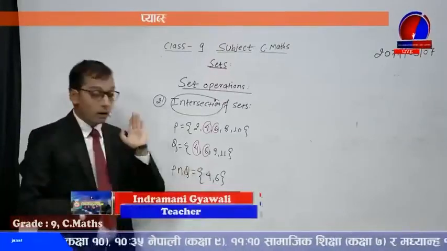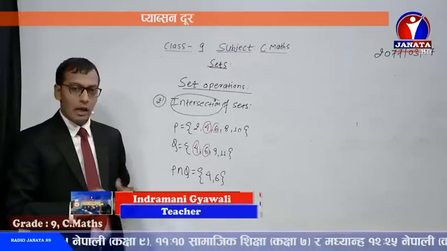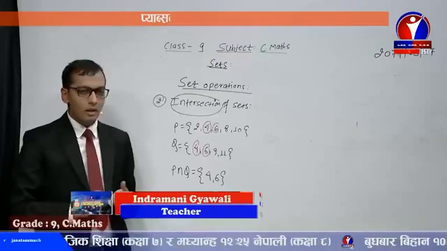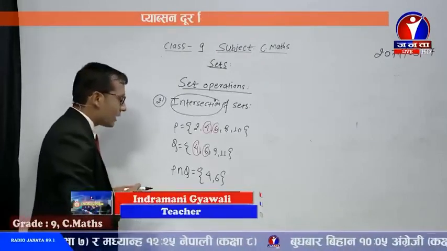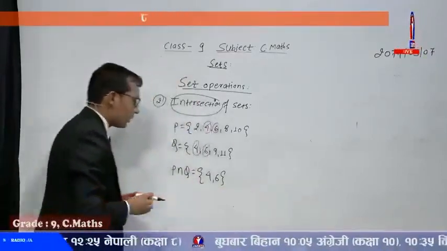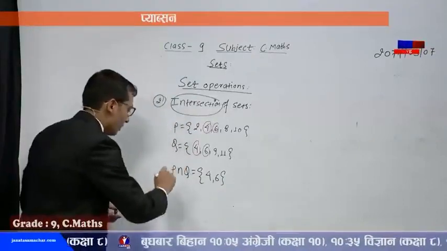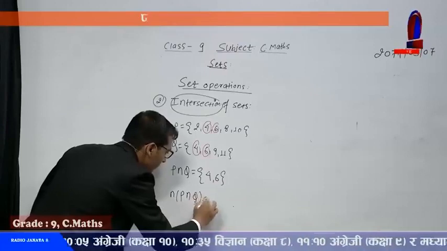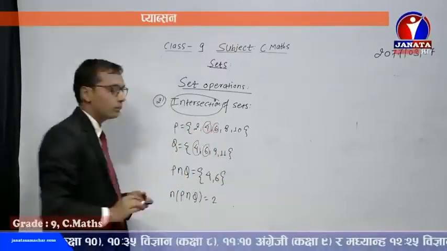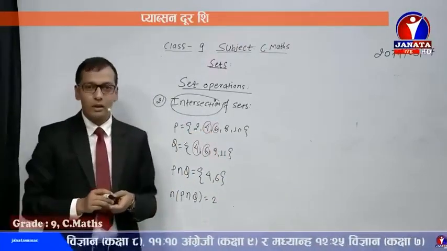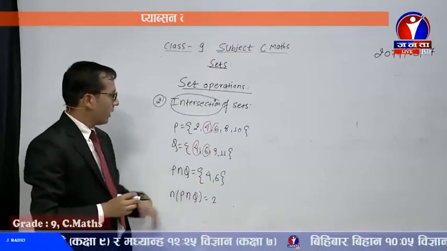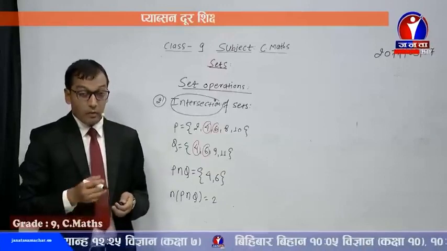Now what is the cardinal number of this set? You can easily write it down. The cardinal number represents the total number of elements contained. What is n of P intersection Q? There are 2 elements, 4 and 6, so the cardinal number is 2.